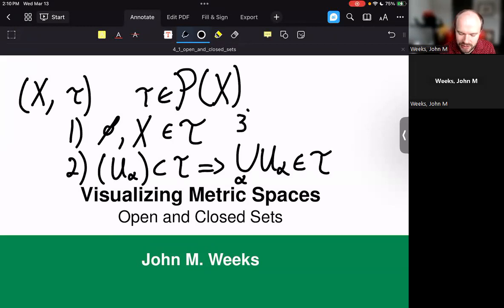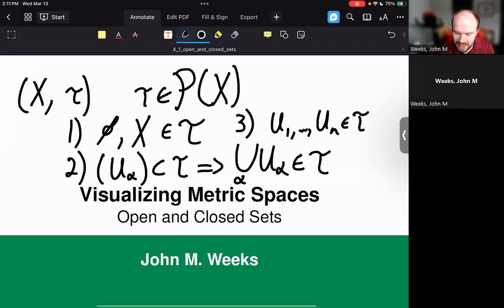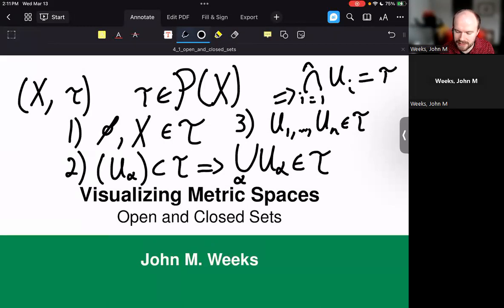And finally, the third condition is that if you have U1 through Un all being elements of this topology, so a finite collection here, then that implies that the intersection, as i goes from 1 to n, of those sets is also inside of the topology. Notice that what we're doing here is something that we're eventually going to characterize as the open sets of a space X.